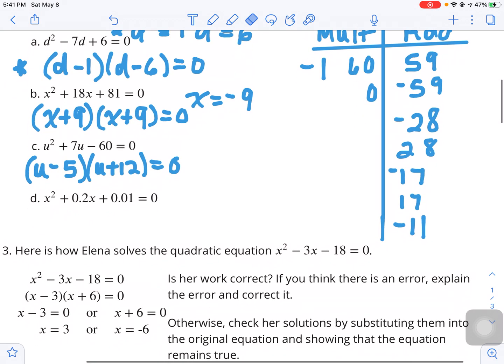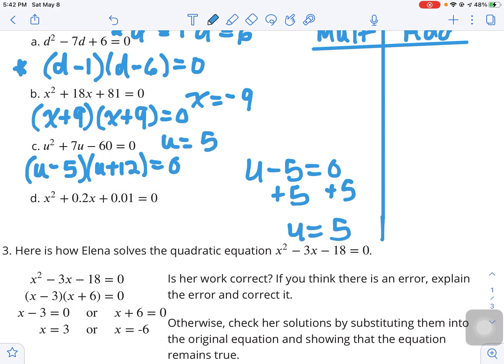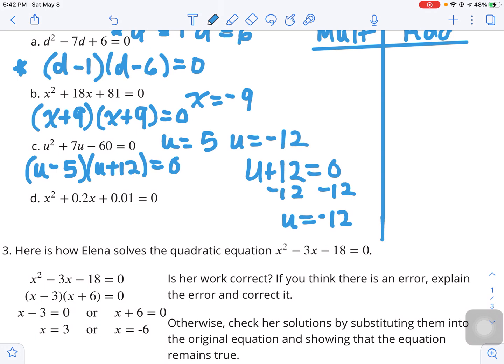solve these now for u, the u values that will give me 0 when I multiply one of those factors times the other. I have u minus 5 is equal to 0, and so I add 5 to both sides. And that gives me u is equal to 5, so that's one solution. And the other solution, I would have u plus 12 is equal to 0. And so I would subtract 12 from both sides, and I get u is equal to negative 12. So u is equal to negative 12 goes there.